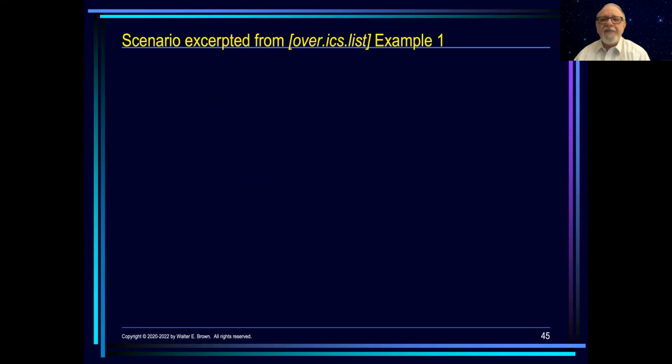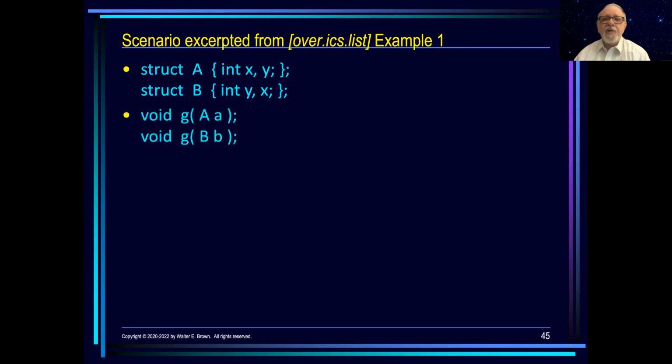Here's a scenario that I've excerpted from the standard itself. Let's start with a pair of types A and B. Other than their name, they are almost identical, except I've reversed the order of the members. There's an XY, and the other one is a YX. Now let's have a pair of functions. They're overloaded. They're clearly distinguishable. They're different types. One takes an A, one takes a B.